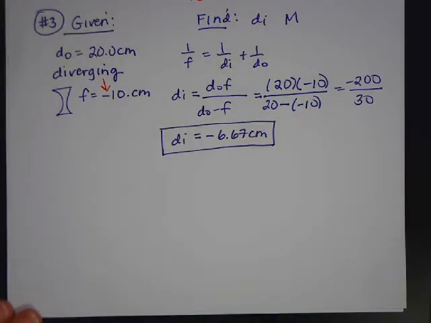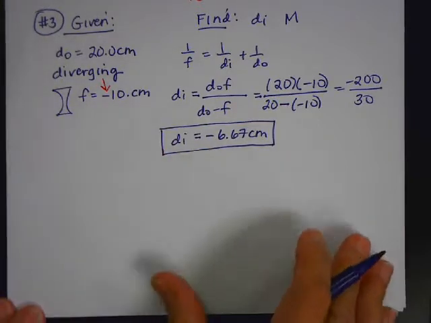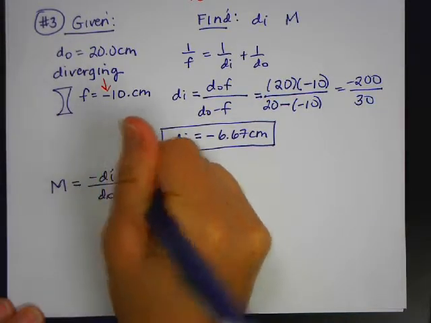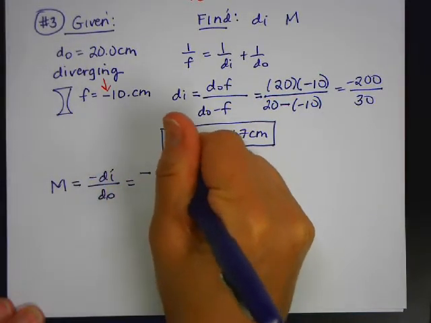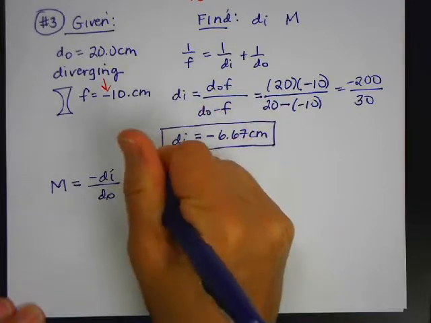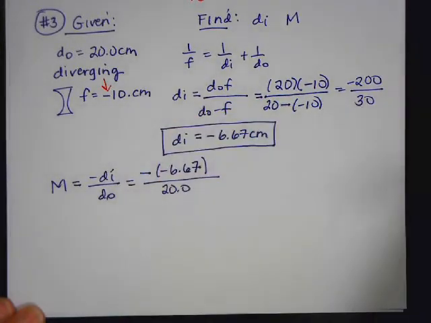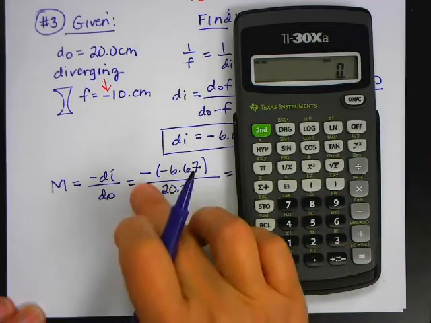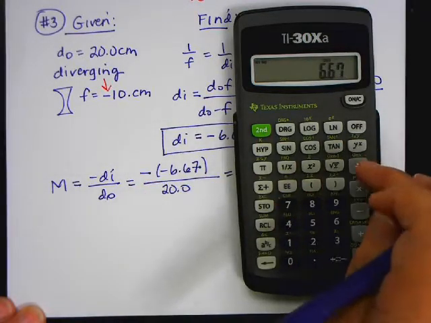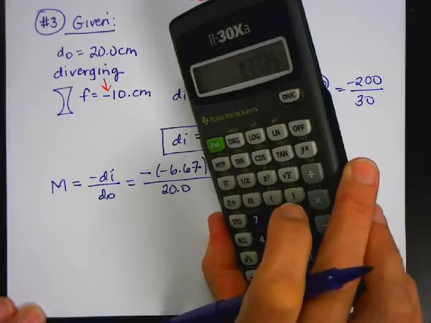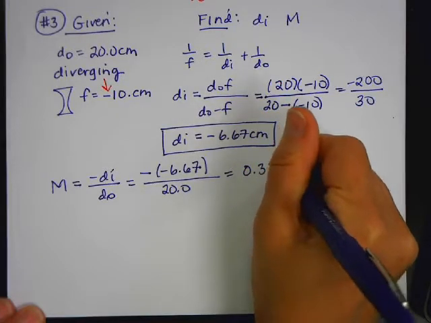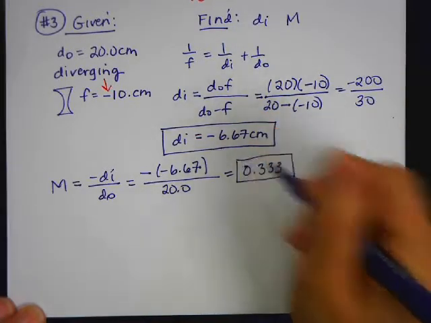Then part B says find the magnification. Magnification is equal to negative di over do. So it's going to be negative 6.67 divided by 20. Oh, I should have left my answer there. A negative and a negative is a positive, divided by 20 comes out to be 0.333. Remember, magnification has no unit.